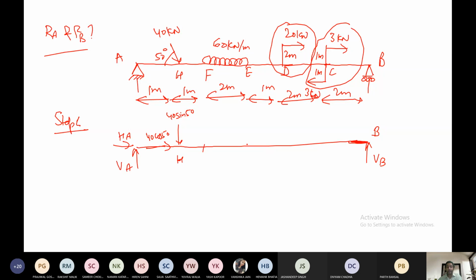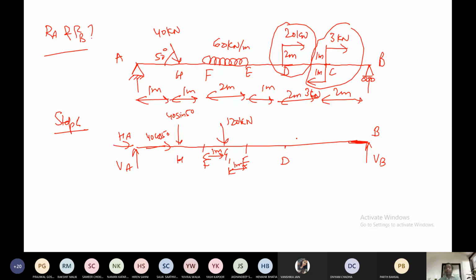And this is how much? This will be how much? Tell me if you can remember. What is the value here? 120 kilonewton. Very good. And this is, let us say G1, so this will be 1 meter and this will be 1 meter. You know it very well, so I am not going into detail on that one. Now comes this one.